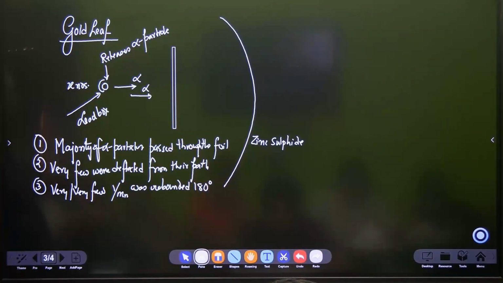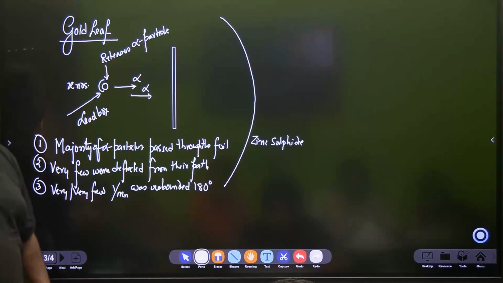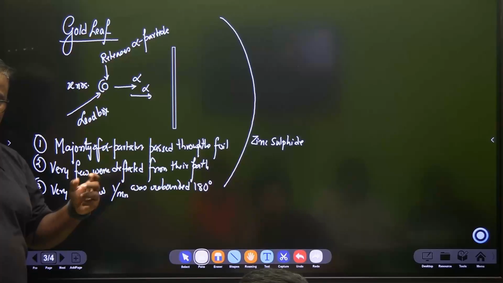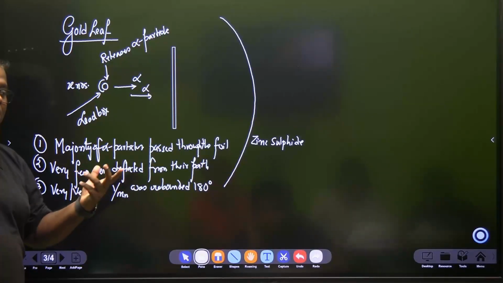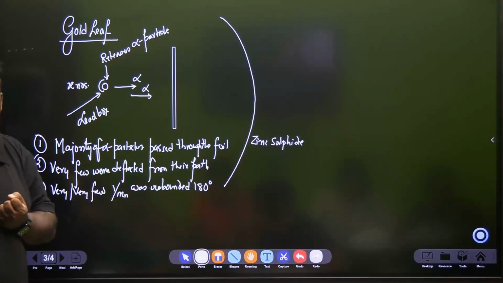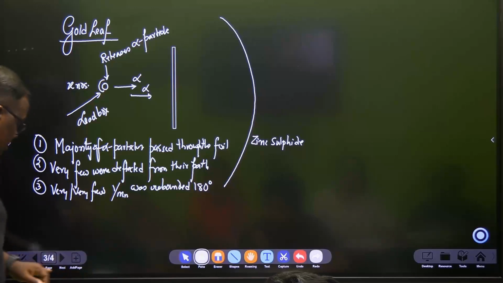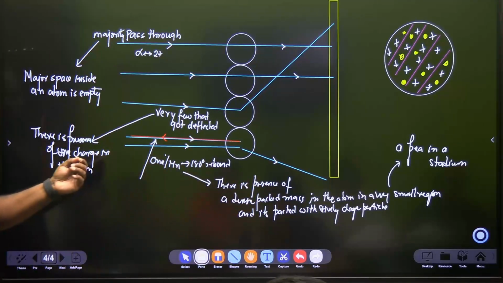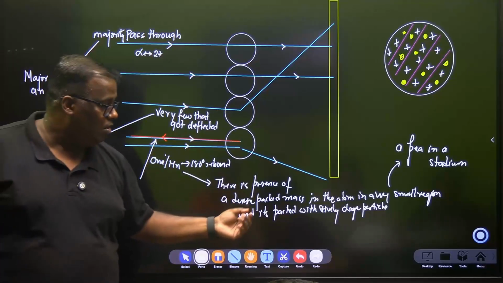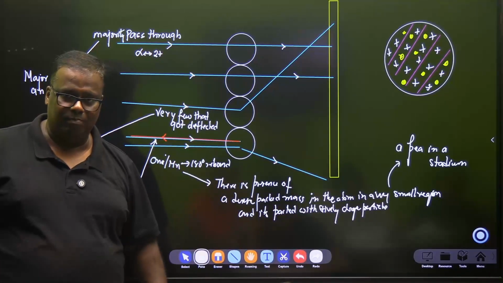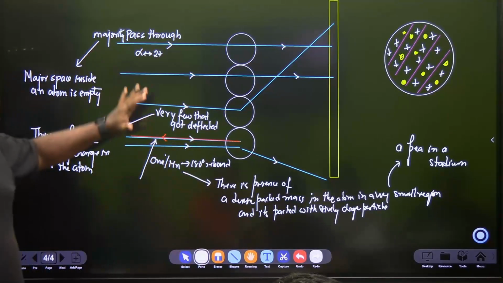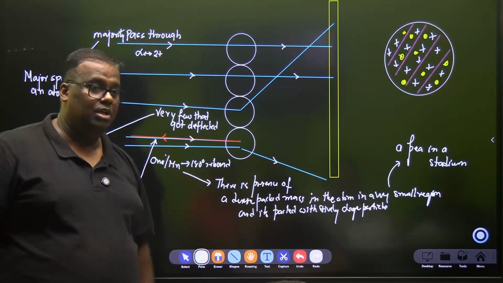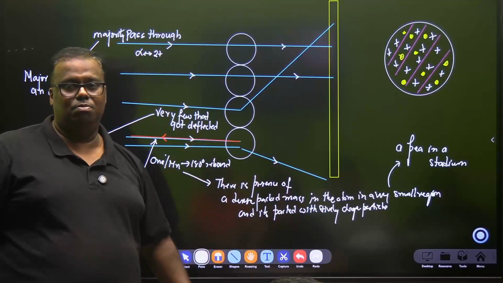That says that there is a presence of concentrated mass, right? And that concentrated mass is packed positive charge only. That's why you are rebounding. Had you been electron, you should have absorbed that particular radiation, right? So it says that there is a presence of a dense packed mass in the atom in a small region, and it is packed with positively charged particles. Understood? Based on this finding, this is called the gold leaf experiment. This is all about gold leaf experiment. Rutherford starts giving his model of the atom.